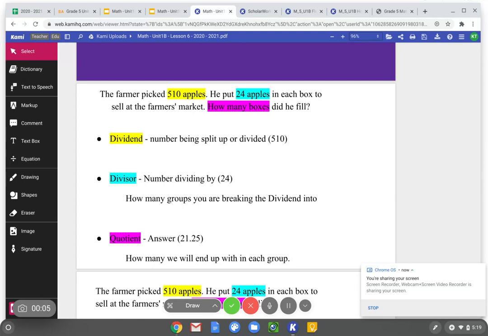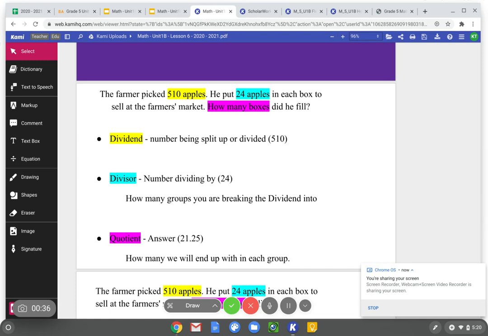We are going to be doing lesson 6 from Unit 1B review. And this lesson is all about division. What is division? We said that it was repeated subtraction. We are seeing how many groups we can get out of a certain number. And this exit ticket problem was perfect for practicing what division is in a real world situation.